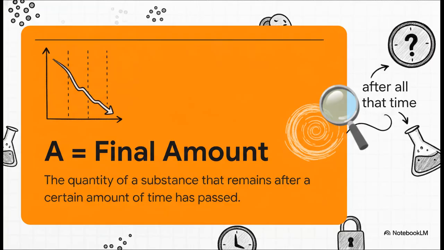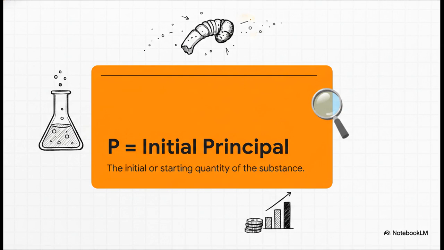Okay, first piece of the puzzle, A. This is the final amount. It's what we're usually trying to find. How much of this stuff is going to be left after a certain amount of time has passed? Next up is P. Think of P as the principal, or basically your starting point. It's the initial amount of whatever you're measuring. Maybe it's 100 grams of an element, or the original amount of carbon-14 in a living thing.